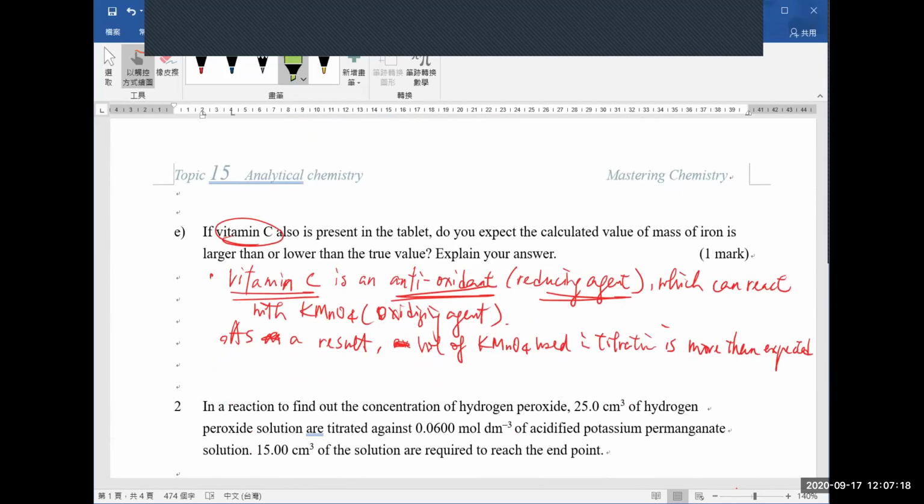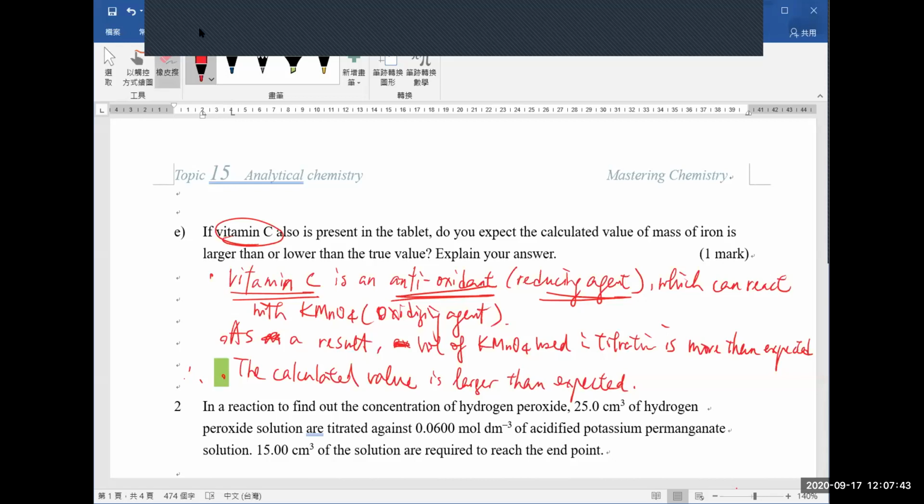So that is the final conclusion. The calculated value is larger than expected.